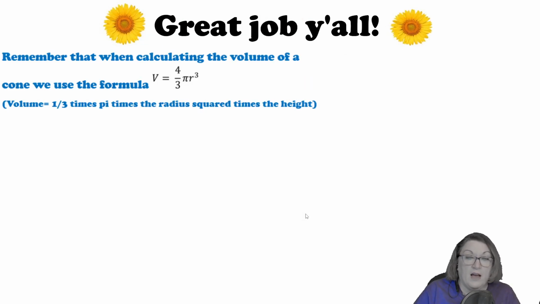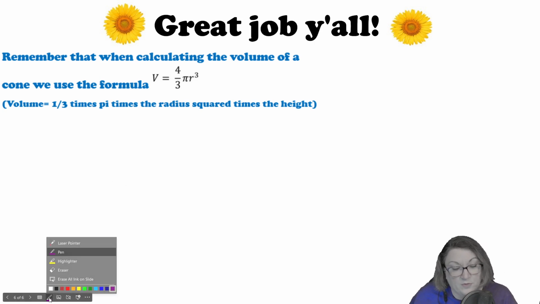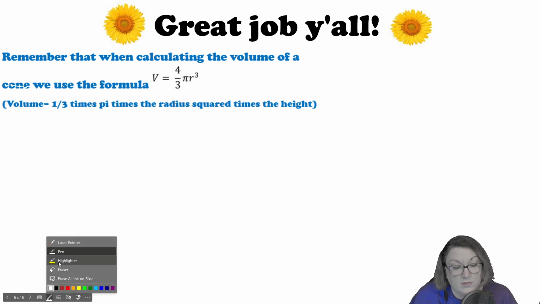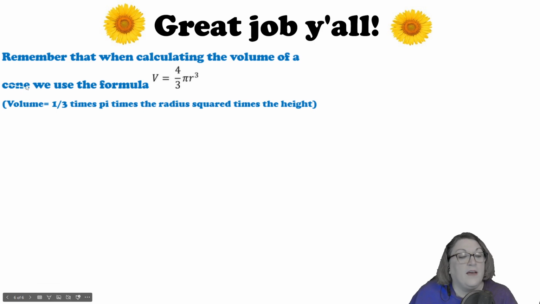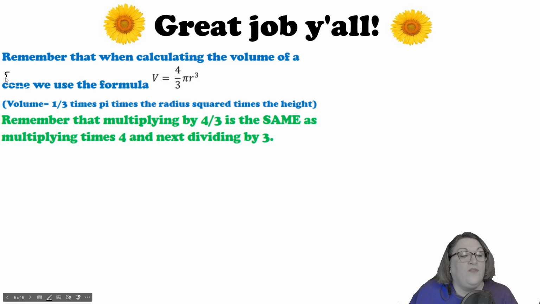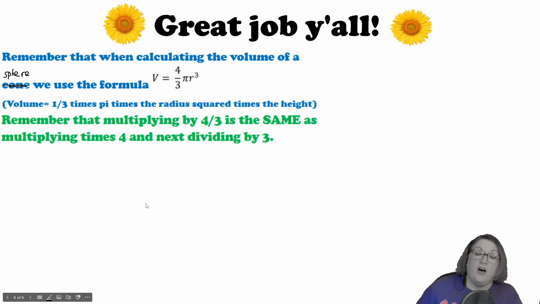Let's remember that when calculating the volume of, I put cone there. That should say sphere. Let me fix that. Let me just write sphere over it. I forgot to change that apparently from the last video. So remember, when calculating the volume of a sphere, not a cone, we use the formula volume equals 4/3 times pi times the radius cubed.